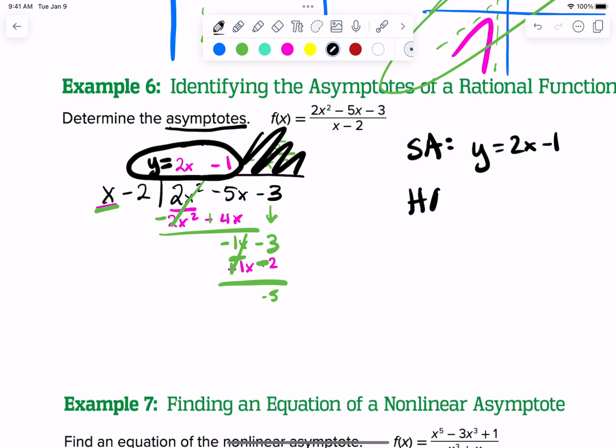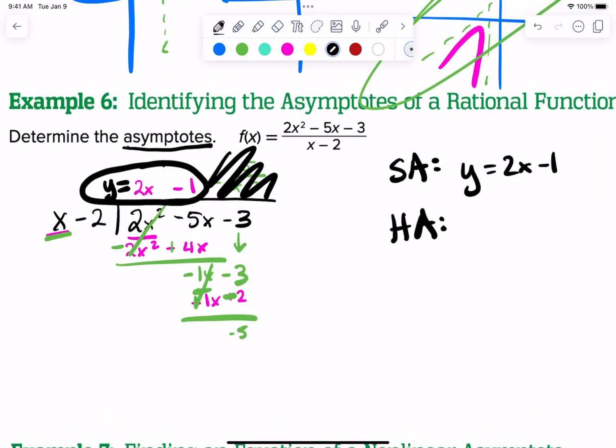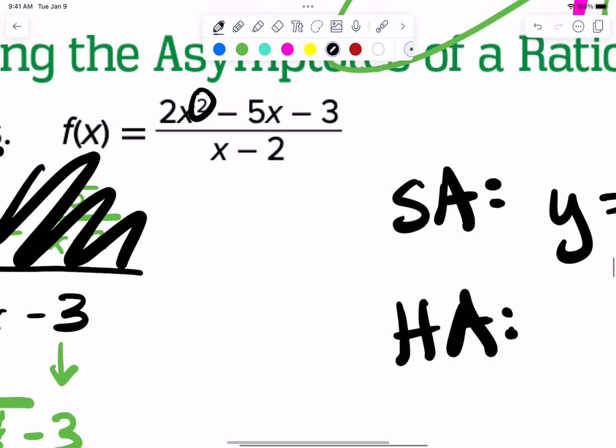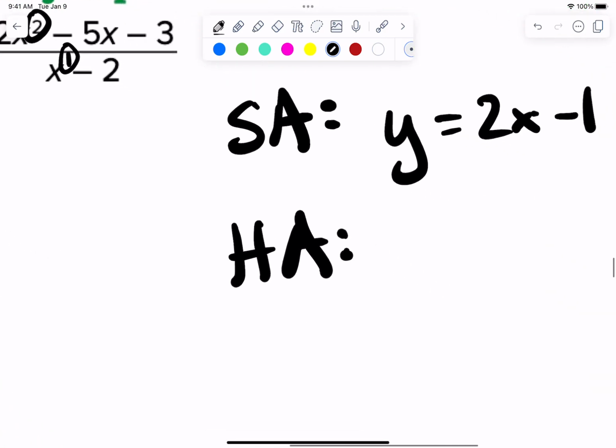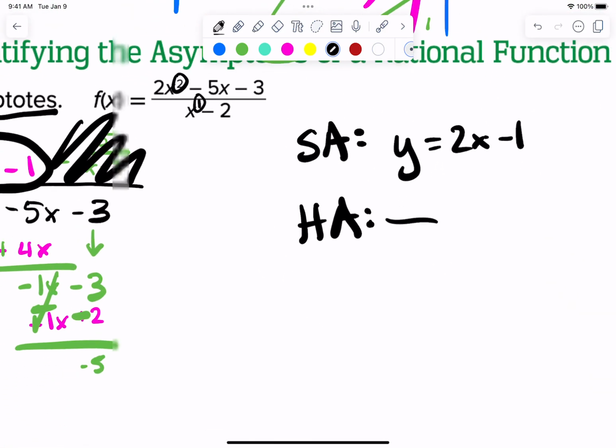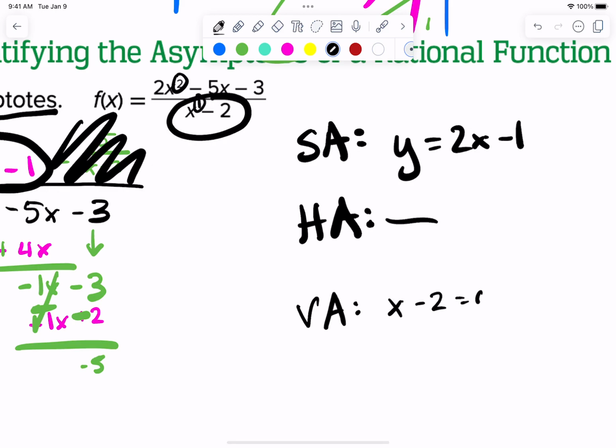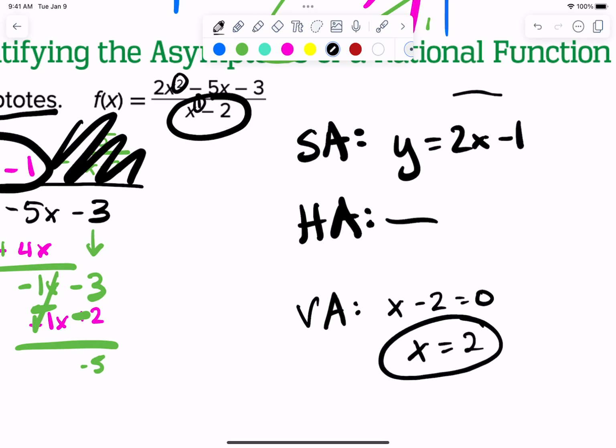Let's talk about HAs. Will this guy have a HA? Not if he has a slant, right? If we look at HAs, we look at n and m. He's going to be top heavy, so he's going to fall over. So he doesn't have a HA. Will he have a VA? How do you find the VA? The denominator equal to 0. So x minus 2 equals 0. So the VA is at 2. So I have a VA and a slant, but no HA. Make sense?